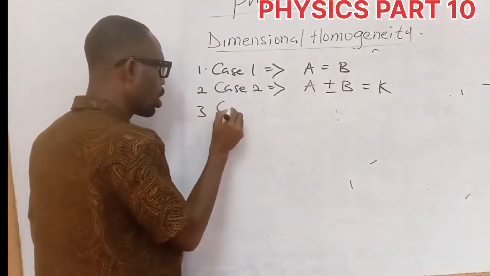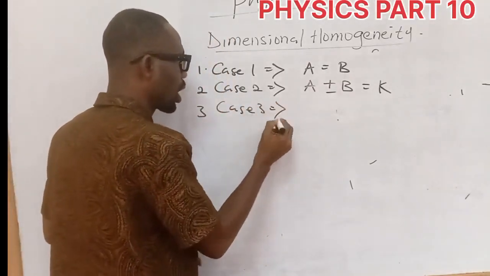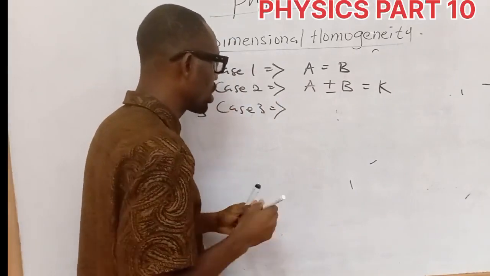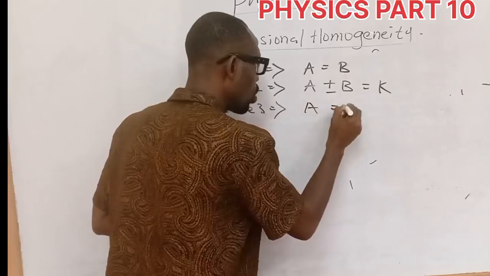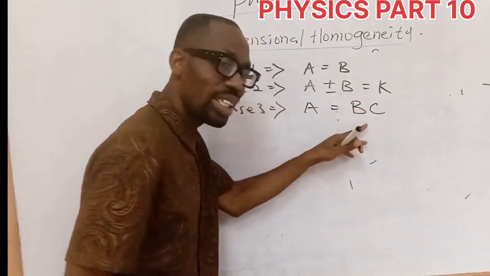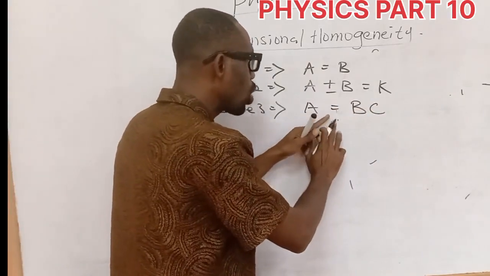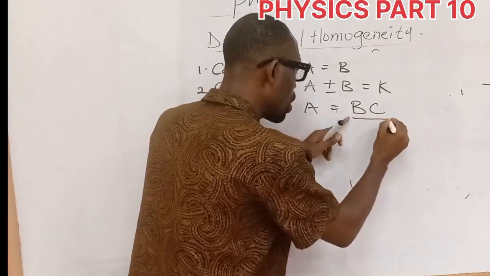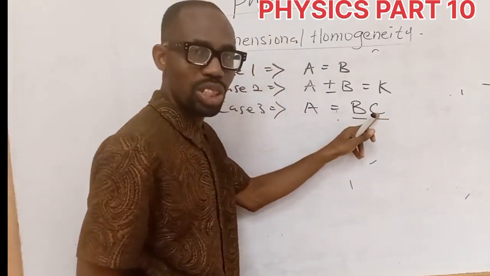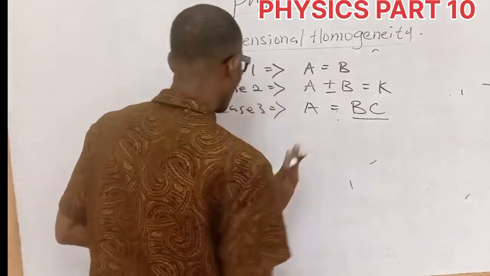And case 3, which is the last case I want to show you before we take an example. Case 3 is now what? A equals BC. In this case, it simply means the dimension of A must be equal to the product of the dimension of B and the dimension of C. Is that taken? Now, let's look at an example.